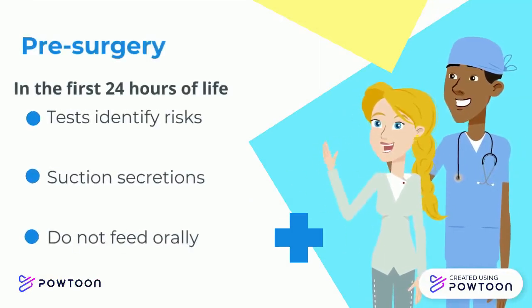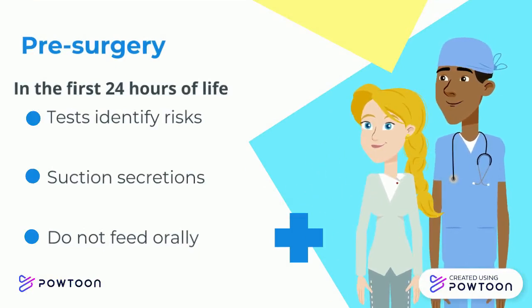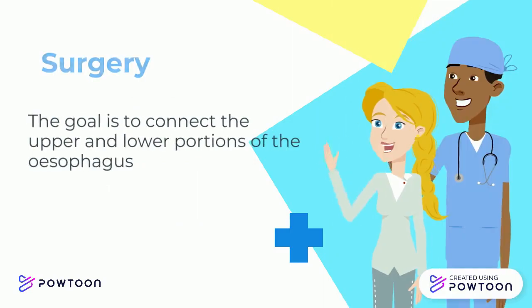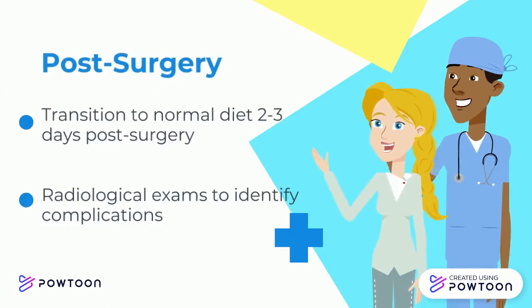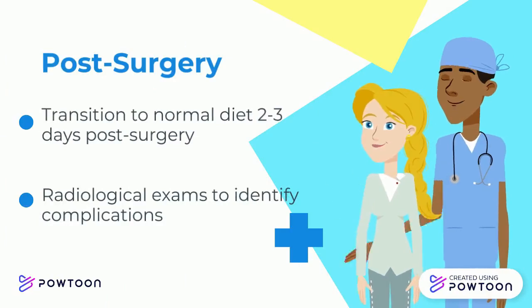Pre-surgery, a series of tests will be done to identify the risks and any associated congenital abnormalities. A continuous suction of secretions will be done to help facilitate breathing, and it is extremely important that the baby is not fed orally to prevent food from passing into the lungs. Primary correction of EA is to connect the 2 parts of the esophagus. Transitioning to a normal diet occurs 2 to 3 days after surgery, and radiological exams will be done 1 week after surgery to identify complications.